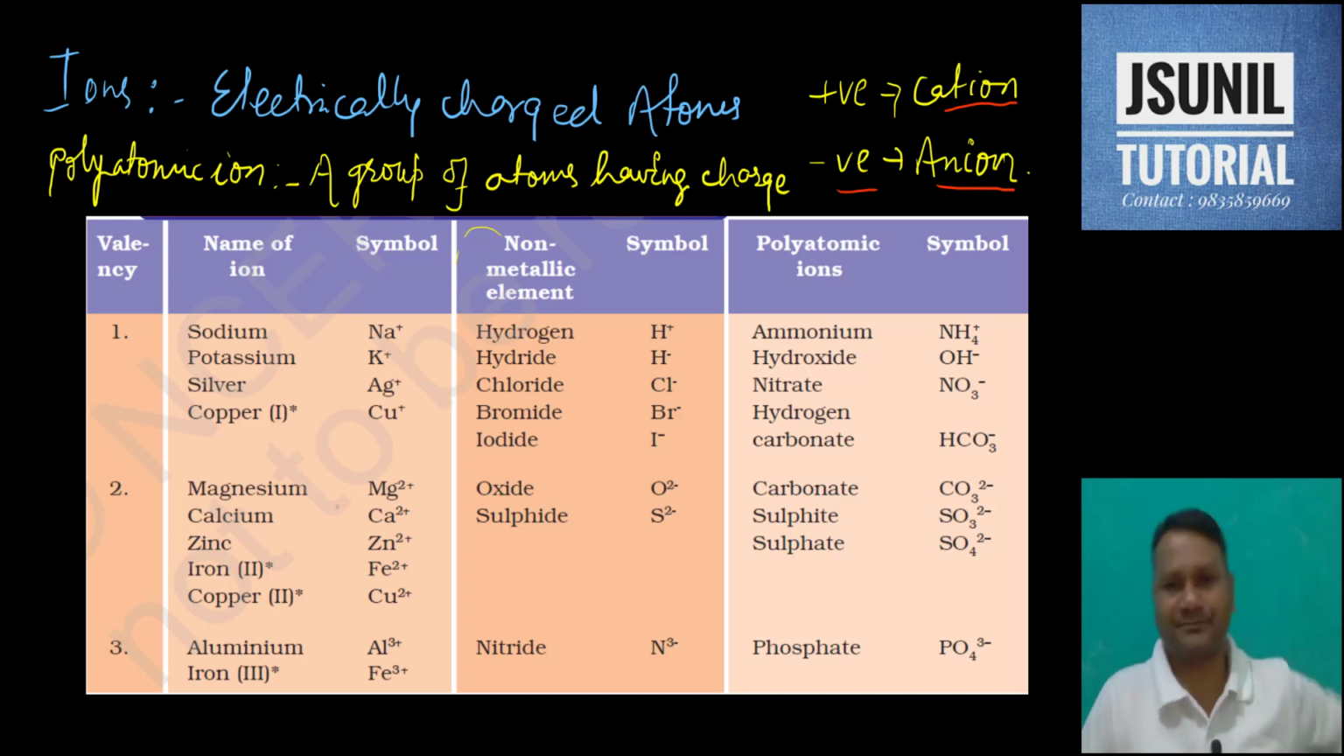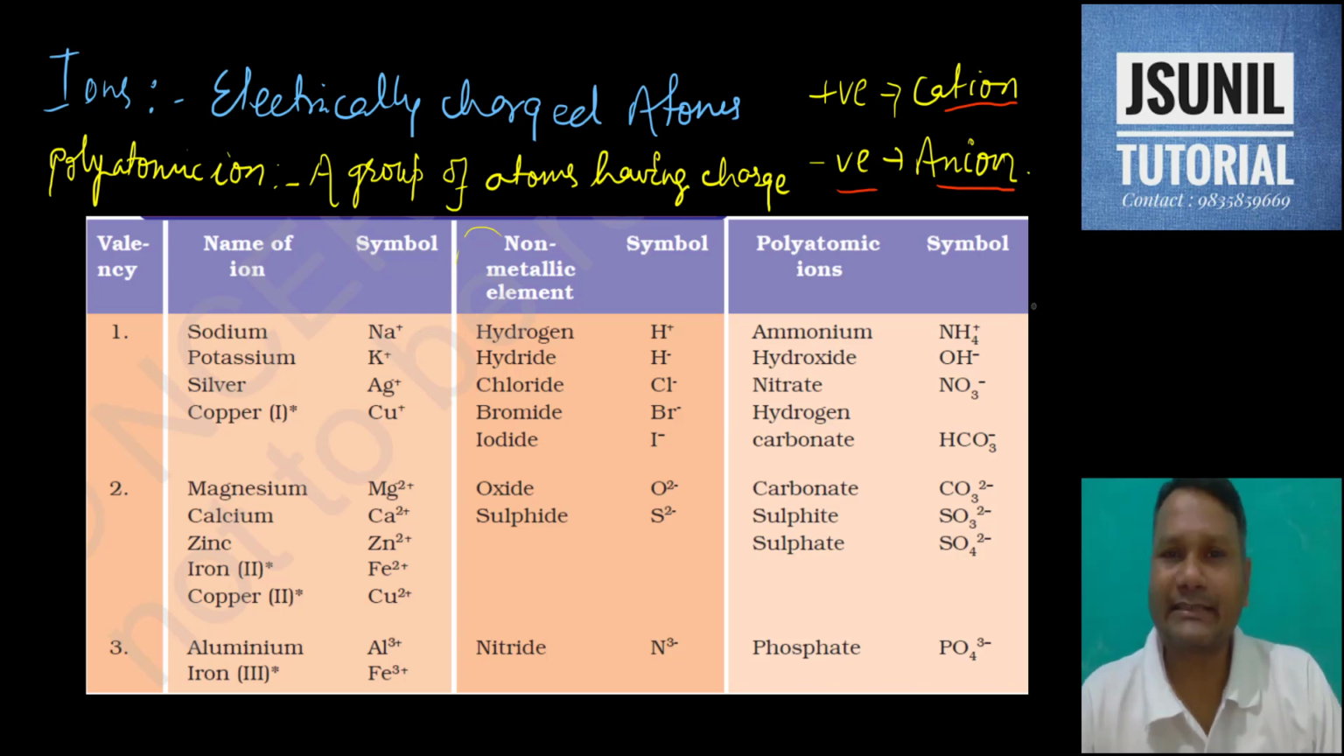Here is just a list. Positively charged ions, negatively charged ions, and polyatomic ions. You should try to memorize this. Electrically charged, either the atom or the group of atoms.